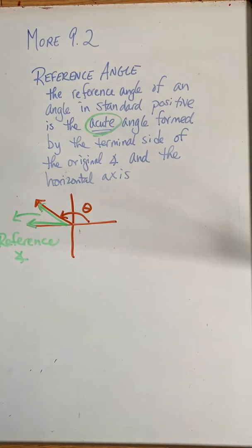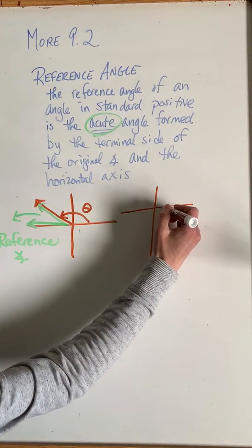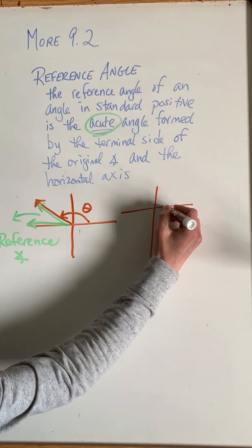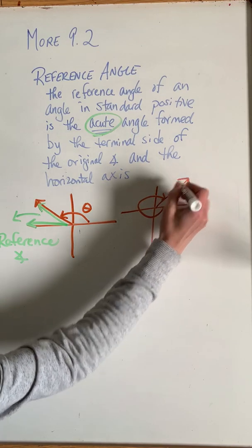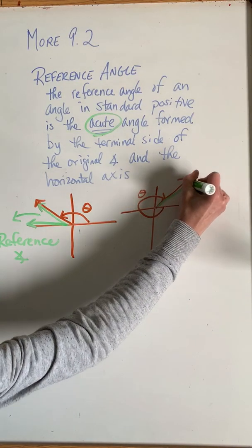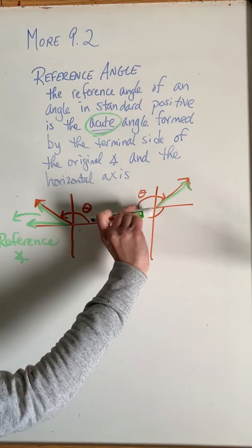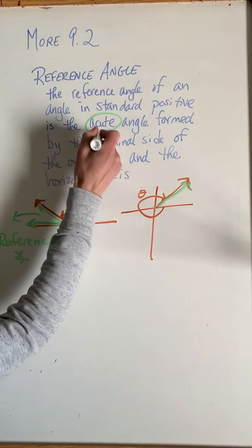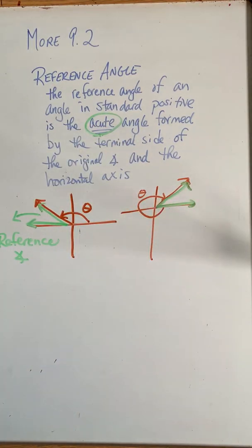Okay, let me draw one more, and then we'll do an example with some numbers. Let's say this time this is my angle theta. And my reference angle is going to be formed with the terminal side. So here's my terminal side. And then which side of the x-axis do I want, positive or negative? Again, we're choosing the side that will give us the acute angle. So in this case, we would want the right side. So that would be our reference angle.